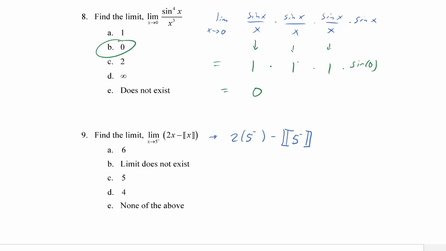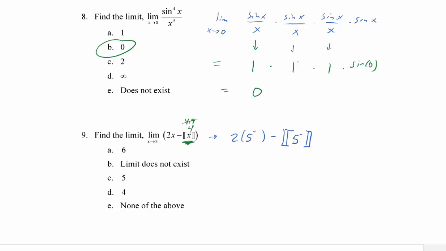Find the limit as x approaches 5 from below of 2x minus, and this is the greatest integer function. The greatest integer function means whatever number is plugged in, for instance 4.9, we take the greatest integer that's smaller than it, and the answer would be 4.